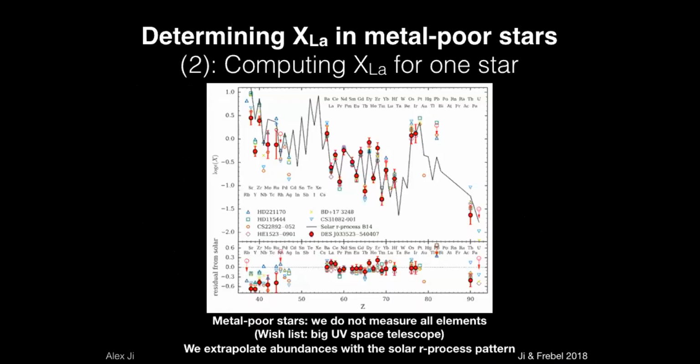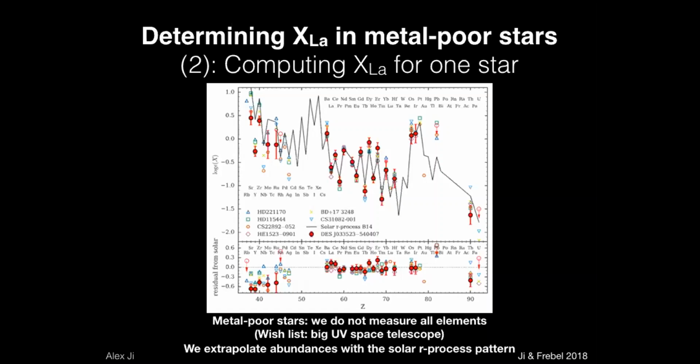Now that we have the sample of stars, how do we compute the lanthanide fraction? I think one of the reasons that no one did it before is that we don't get to actually measure all of the elements that we want to measure inside of these stars. In this figure over here, again, the colored points are the abundances of individual stars, and the elements where there are no colored points are places where we don't have measurements of those elements.